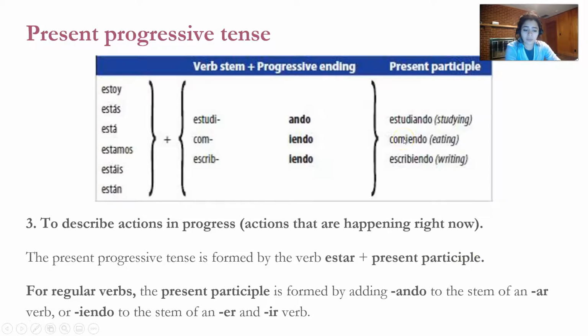So how do you form a present participle? For regular verbs, the present participle is formed by adding ando to the stem of an AR verb, or iendo to the stem of an ER and IR verb. And we're gonna see this more in detail.